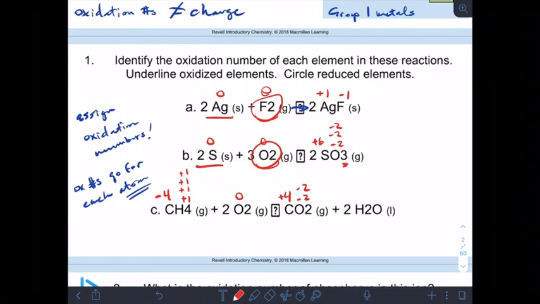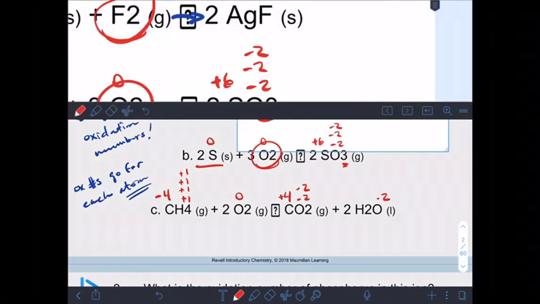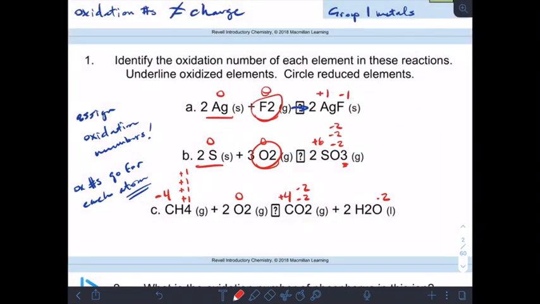Now let's look at the water. So water bonded to hydrogen, oxygen in water is a minus 2. And then in order for things to balance out properly, hydrogen bonded to a nonmetal is a plus 1, and I have 2 of them. Plus 1, plus 1.